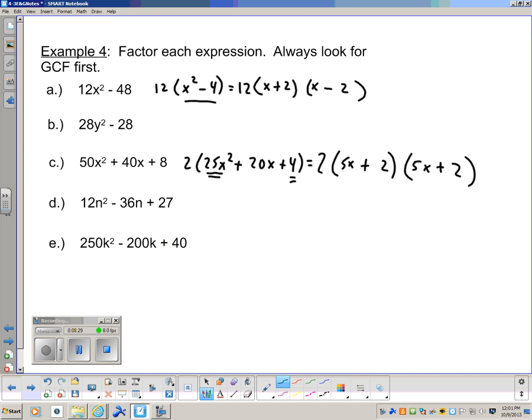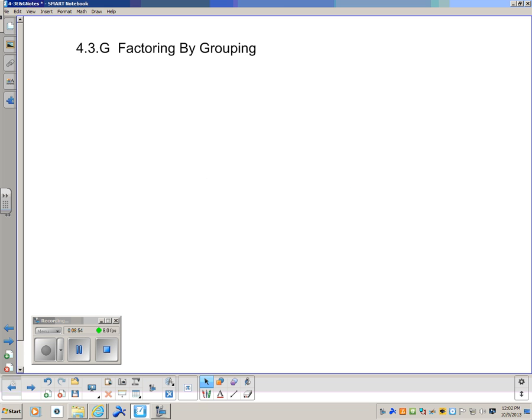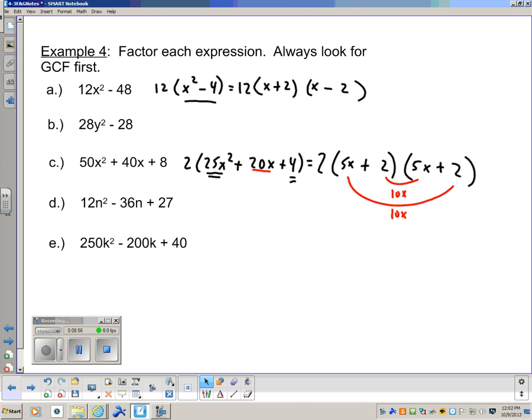And then remember, we can check our inners and our outers to make sure we did it correctly. Here is 10x. This is 10x. And they do add to give you 20x. So we're good. It's just 2 times parentheses 5x plus 2 times 5x plus 2. All right. So again, you can pull the GCF out first and then factor it down. So that ends the 4.3e. You'll be able to work on that 4.3e worksheet here.